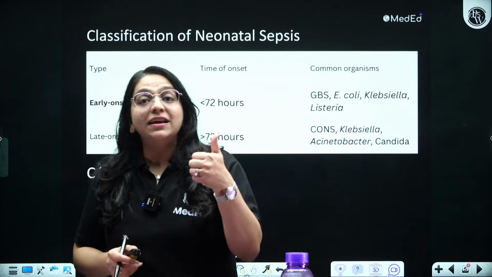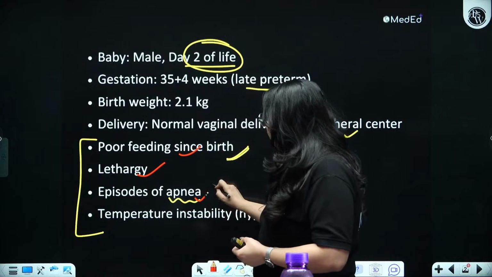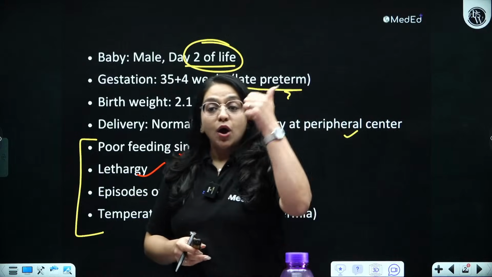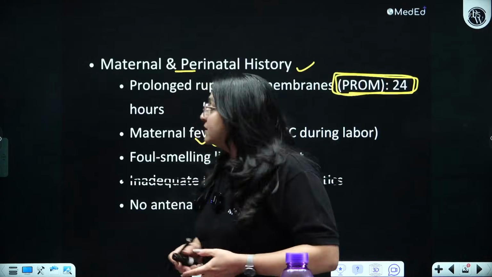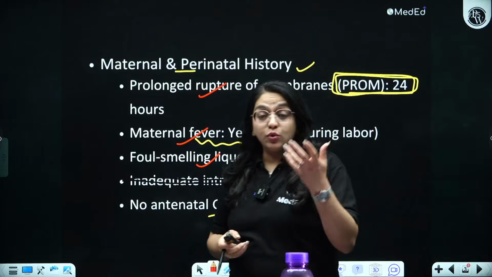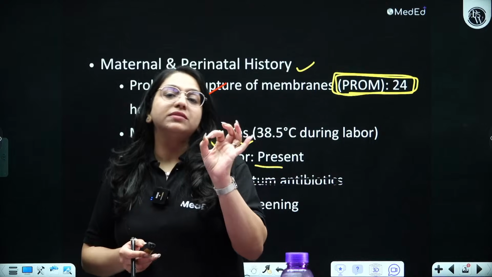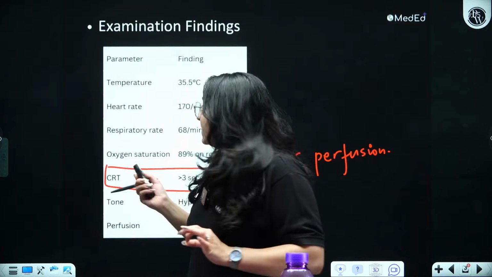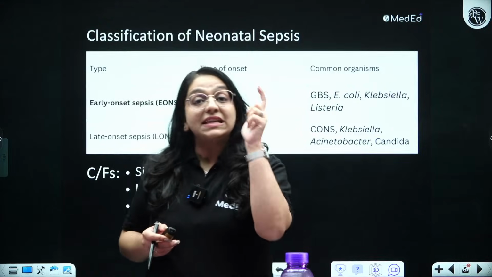Because A, clinical features are present. What all clinical features? Lethargy, poor feeding, apnea, and temperature instability. All of these are your pointers towards it. Plus, risk factors are also present. What risk factors? PT, PROM, maternal fever, and foul smelling liquor. Probably chorioamnionitis was present. So you have two important things to now start suspecting neonatal sepsis, which is a risk factor as well as clinical features.